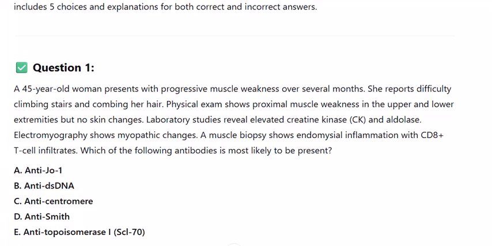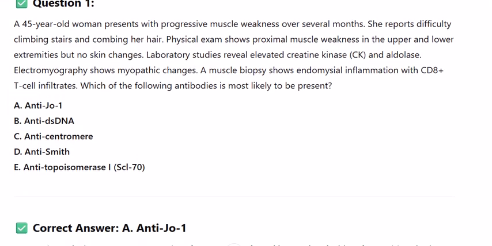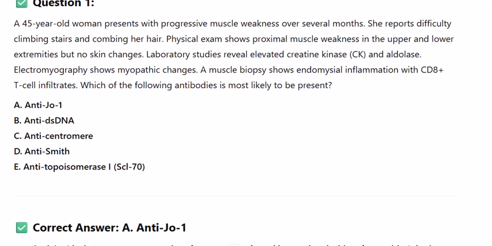Question 1. A 45-year-old woman presents with progressive muscle weakness over several months. She reports difficulty climbing stairs and combing her hair. Physical exam shows proximal muscle weakness in the upper and lower extremities, but no skin changes. Laboratory studies reveal elevated creatine kinase, CK, and aldolase.